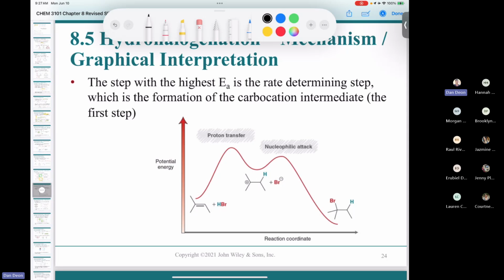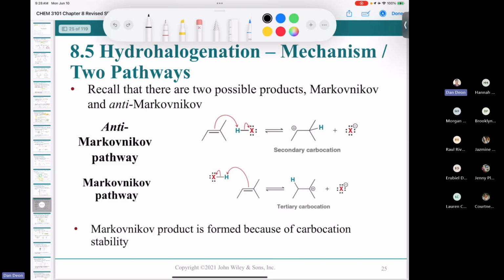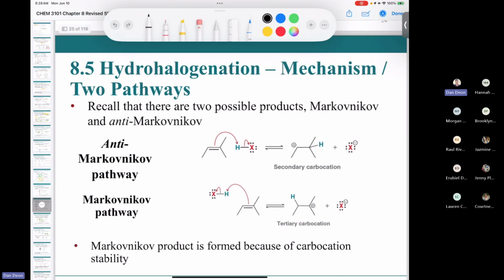The step with the highest activation energy is the rate determining step, which is the formation of the carbocation. And so if I was to form the secondary carbocation, then it's going to have a much higher activation energy. That's all there is to it, my friends. Nothing more than that. It's just based off of the stability of the carbocation. What I just wrote down is right here on the slides. If you compare secondary versus tertiary, tertiary is more stable. So the Markovnikov product is formed. Why? It's because of carbocation stability. That's it. That's the whole answer. That's the big reveal right there.